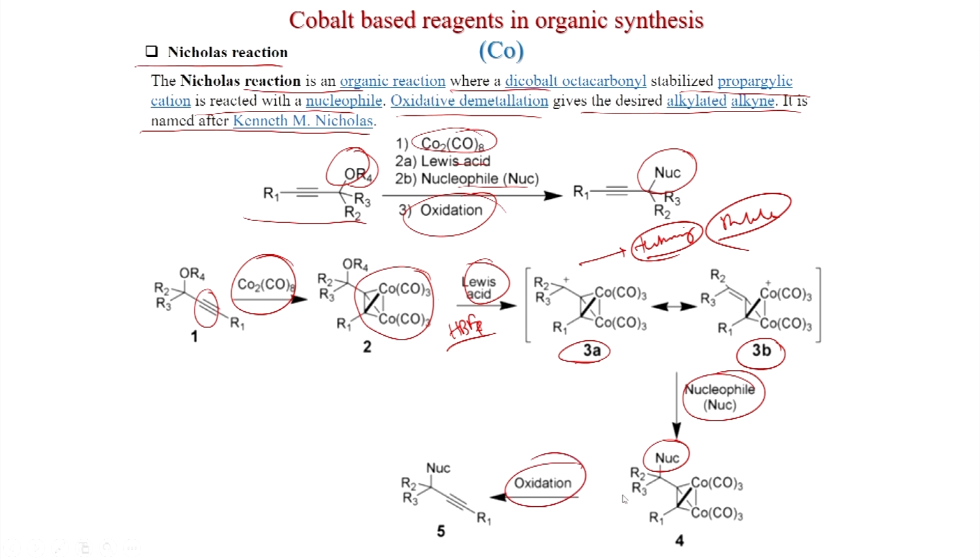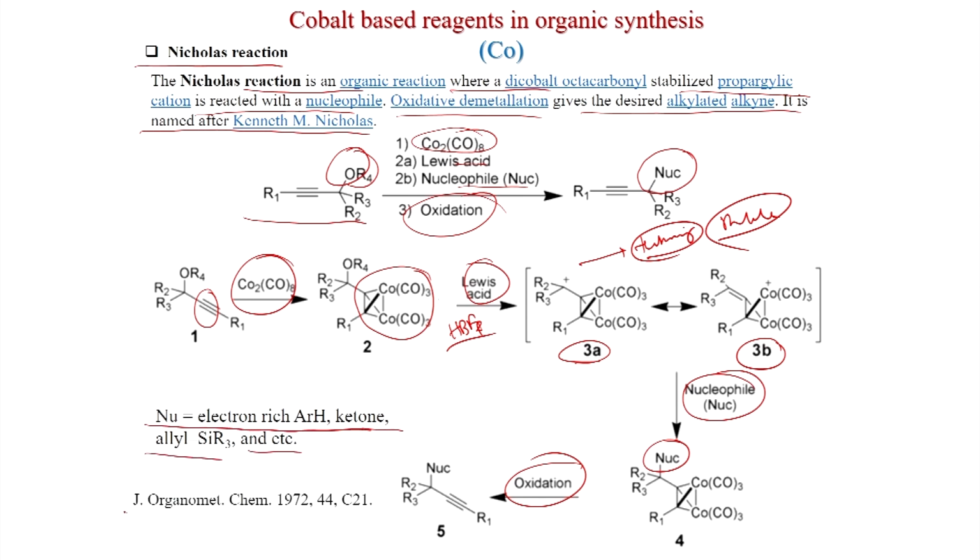So, the cobalt here acts as a protecting group, and you can functionalize a propargylic system. The nucleophile can be an electron rich ArH, ketone, allyl SiR3, etc. And this was published in the Journal of Organometallic Chemistry, 1972.